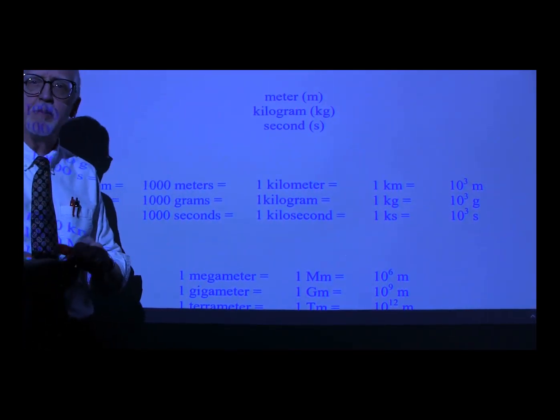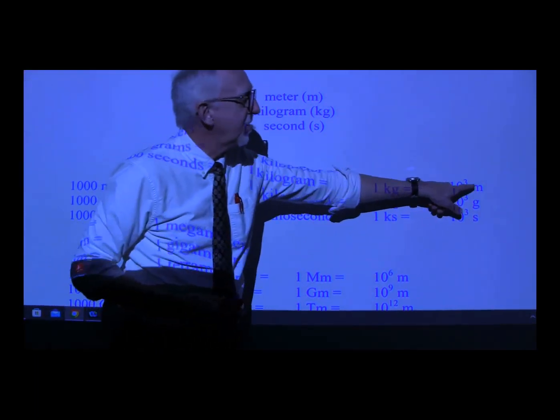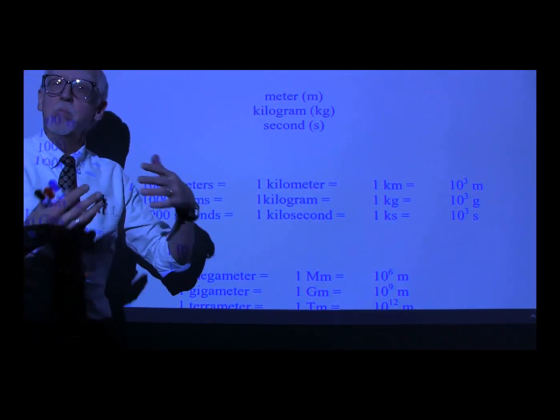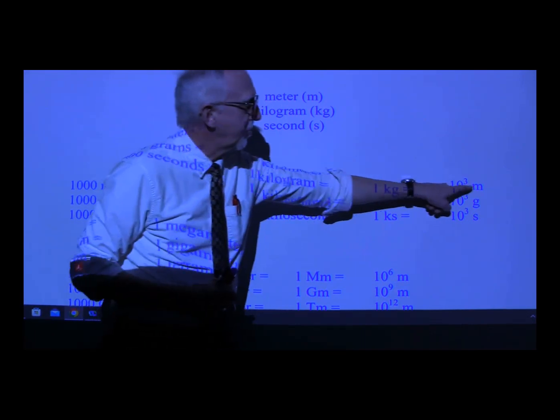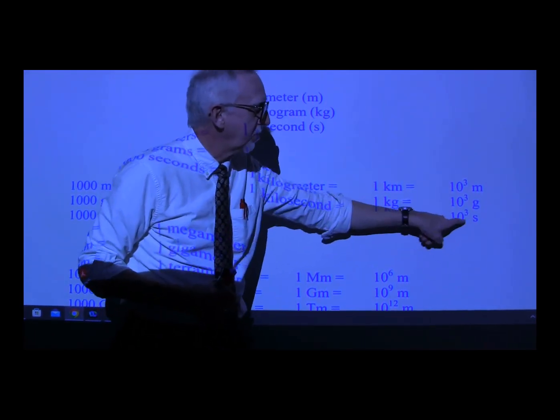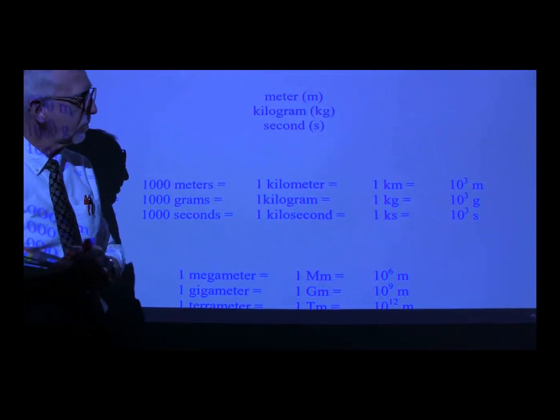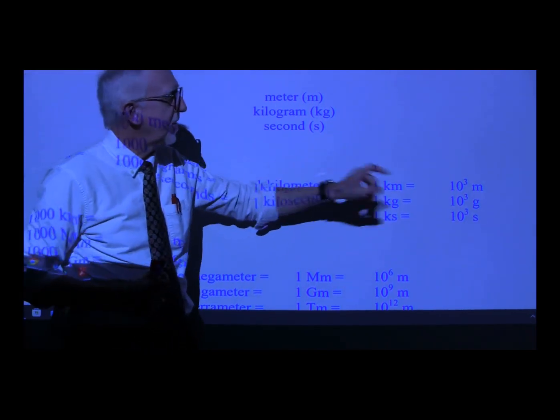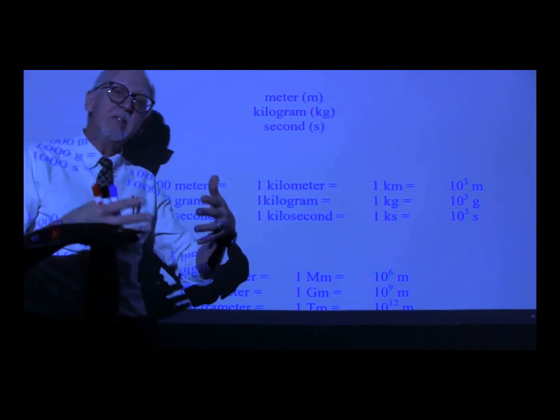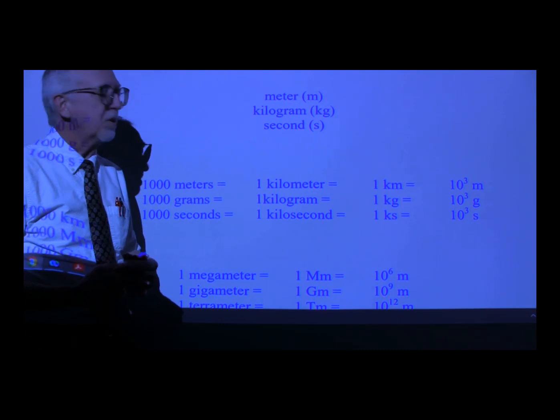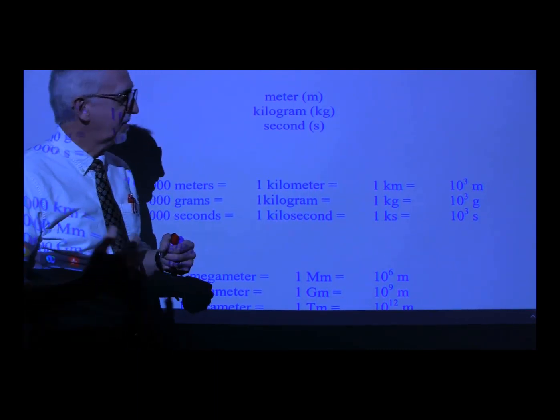And let's keep in mind that means 1,000 or 10 to the 3 of the basic unit, 10 to the 3 meters, 10 to the 3 grams, 10 to the 3 seconds. So by putting this K in front of our unit, it means 1,000 of those things. 1,000 meters, 1,000 grams, 1,000 seconds.